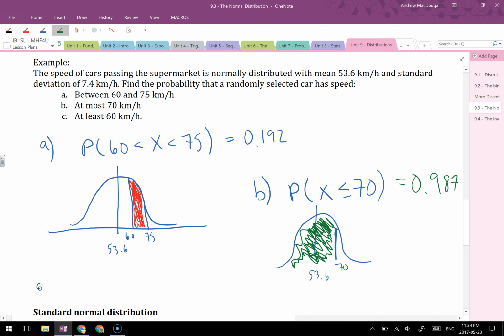And for C, I won't do C just to save some time, but it's the probability that X is greater than 60. So you guys should be able to fill that in.